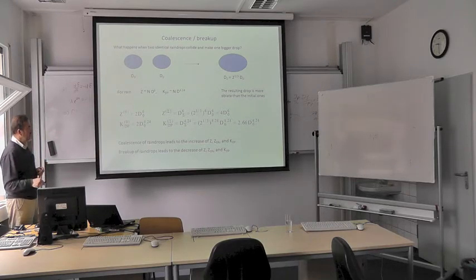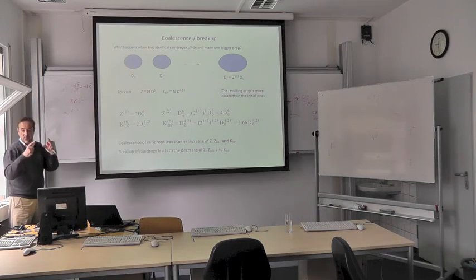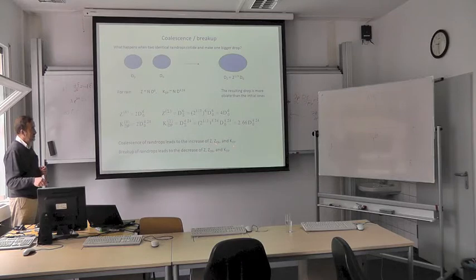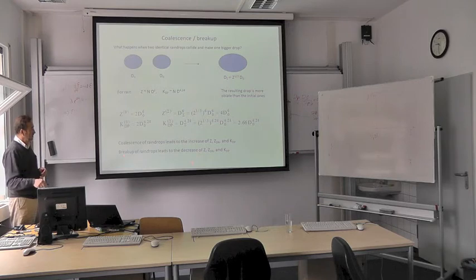So coalescence of raindrops leads to an increase, and also the particle is bigger. Bigger particles, raindrops, are more oblate than smaller particles, so the differential reflectivity should also increase. Coalescence leads to an increase of all Z, ZDR, and KDP. The inverse process is breakup, because very big raindrops may be unstable, so spontaneously, or through the collision process, they may break up. That leads to a decrease of Z, ZDR, and KDP.